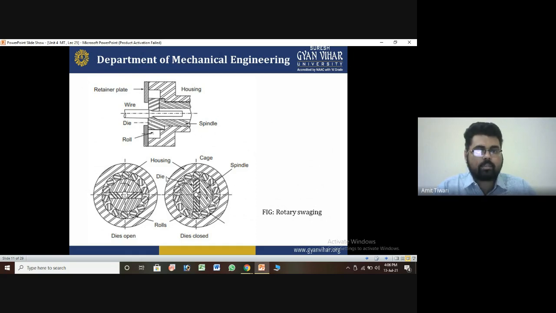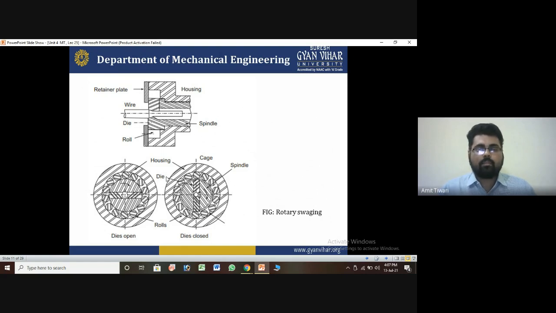When the die is open, it rotates continuously, having the housing of the die. So all of these functions are operating, and when it is horizontal, that means it holds the round bar and it is open. When it is converted to vertical, it is shown as closed, die closed. So these are some diagrams we basically use for rotary swaging. It is a very simple working.